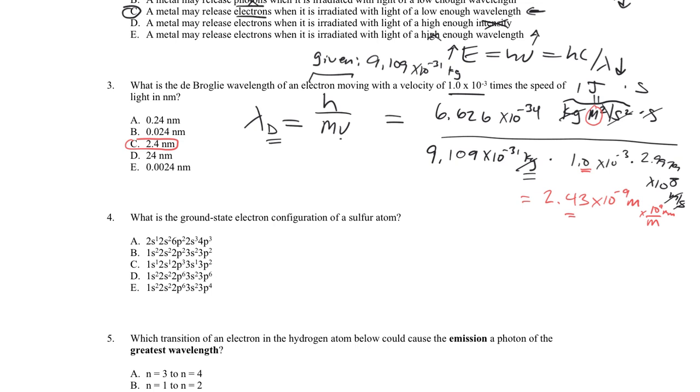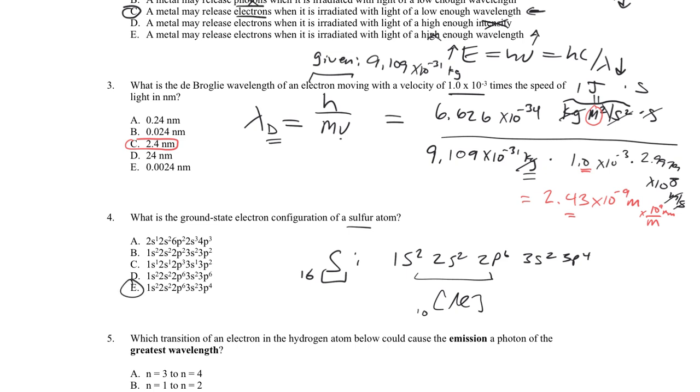Okay, so which of these configurations is that for sulfur? I can think from scratch: sulfur should just be 1s2, 2s2, 2p6, 3s2, 3p4. Sulfur is element number 16 on the periodic table, so you should have 16 electrons. So there's 10, that's neon. So that's 10 of our electrons, and then the remaining 6: 3s2, 3p4. So looks like E.